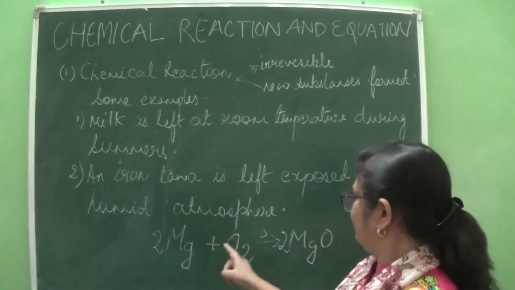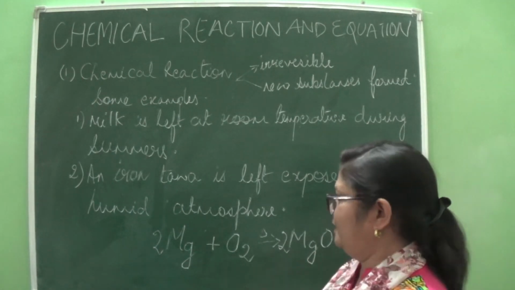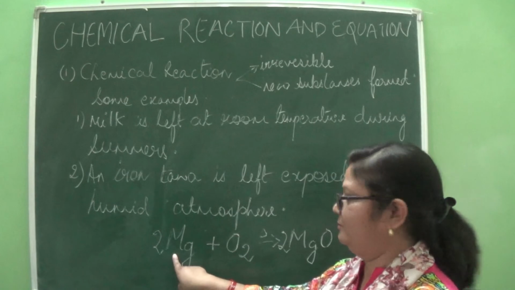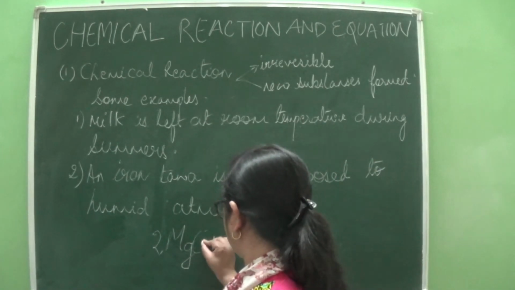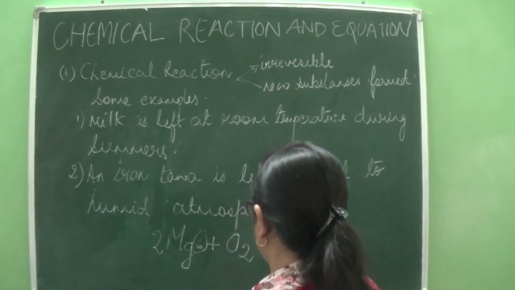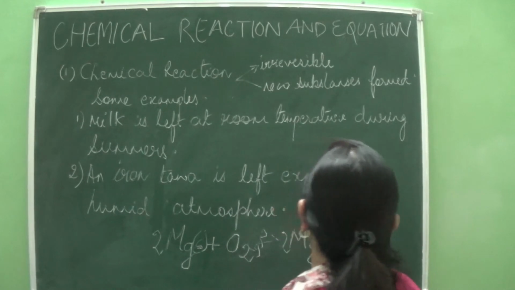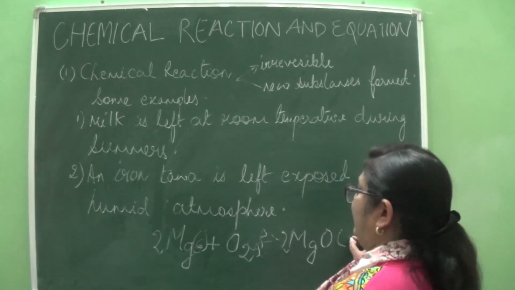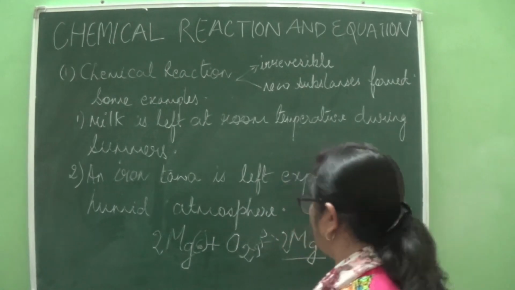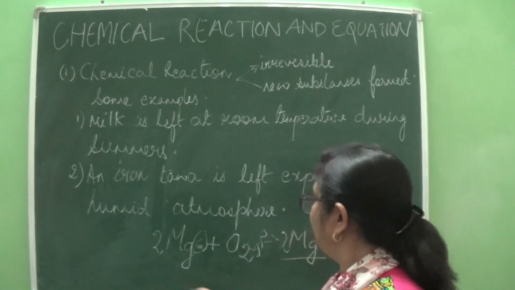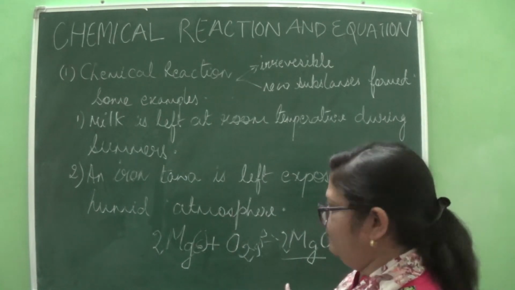It forms magnesium oxide. Here, what happens? This magnesium is in solid state. This is in gaseous state. The thing which you get, the ashes, is in solid state. Once magnesium oxide is formed, we can't get back magnesium and oxygen by any physical or chemical means.